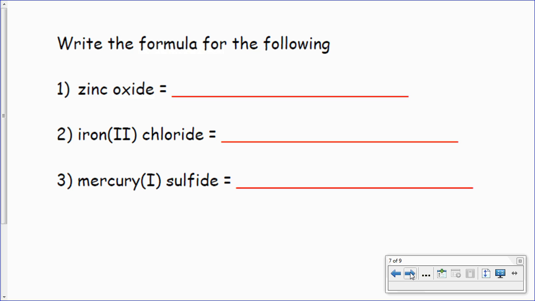So writing formulas for particular compounds. Zinc oxide. Well, zinc is Zn, and it's got a plus 2 oxidation state as its only option. And oxygen is O, and it's got a minus 2 oxidation state as its only option. So the formula, therefore, is ZnO. Simple stuff.